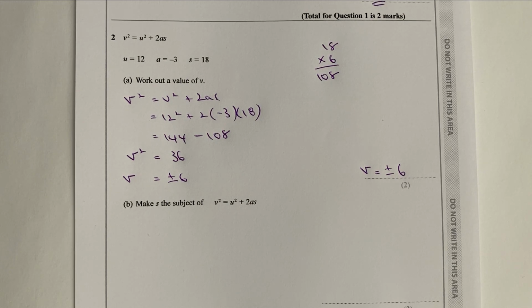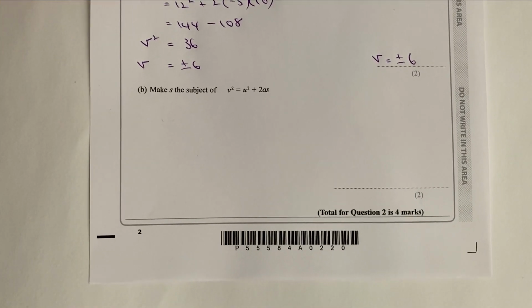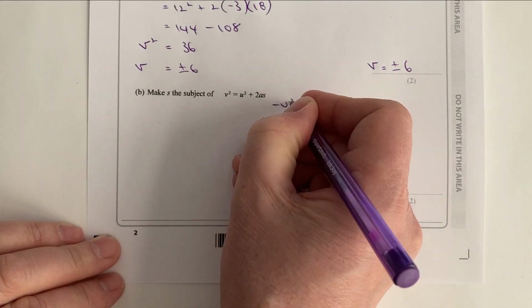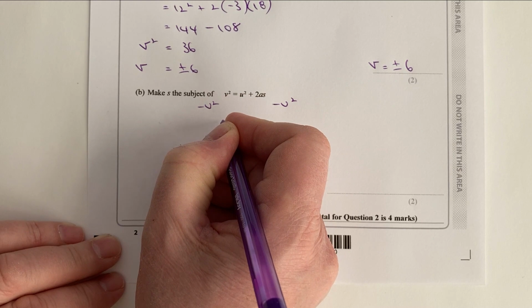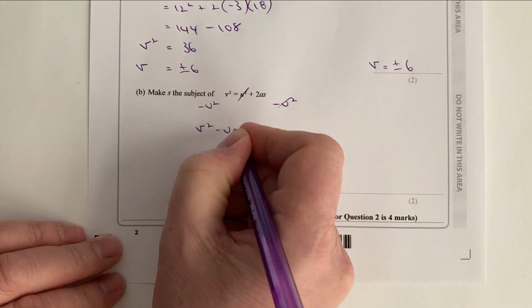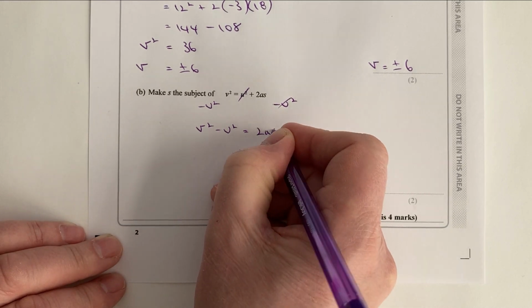Okay, then the second part of it is make S the subject. So I'll just move this up a little bit. S the subject. Well, at the moment, my problem is that I've got 2AS. I've also got U squared in the wrong place, and I need to make S the subject. Therefore, firstly, I've got to get rid of the U squared. I'm going to do that by minusing U squared from both sides. So that and that cancel, and I get V squared minus U squared equals 2AS.